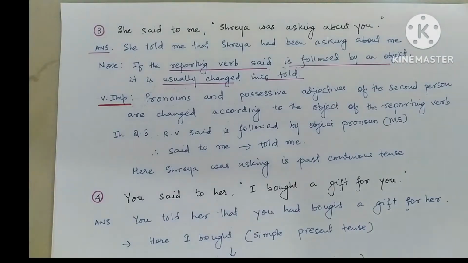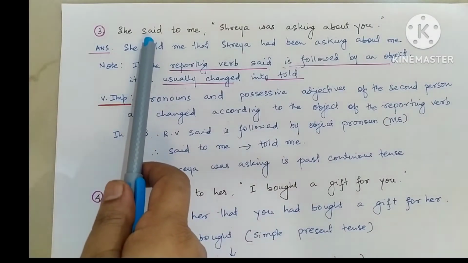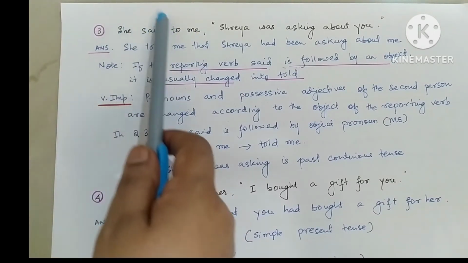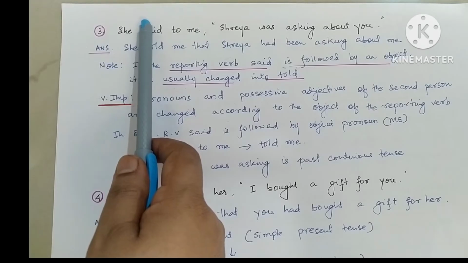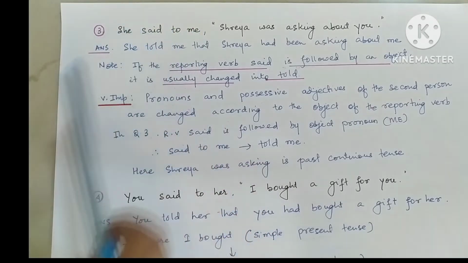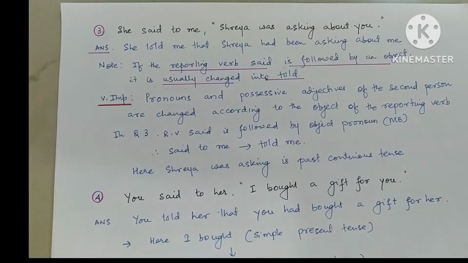Next, she said to me, "Shreya was asking about you." Now if the reporting word said is followed by an object, what is the reporting verb here? Said. It is followed by an object, me. So she, the subject, said is the reporting verb followed by an object, me. Then what happens? Said becomes told. So she told me that Shreya had been asking about me.